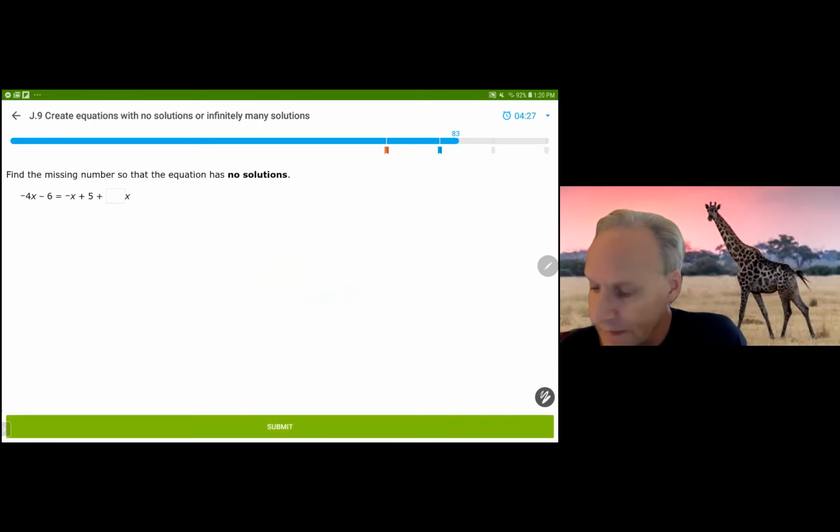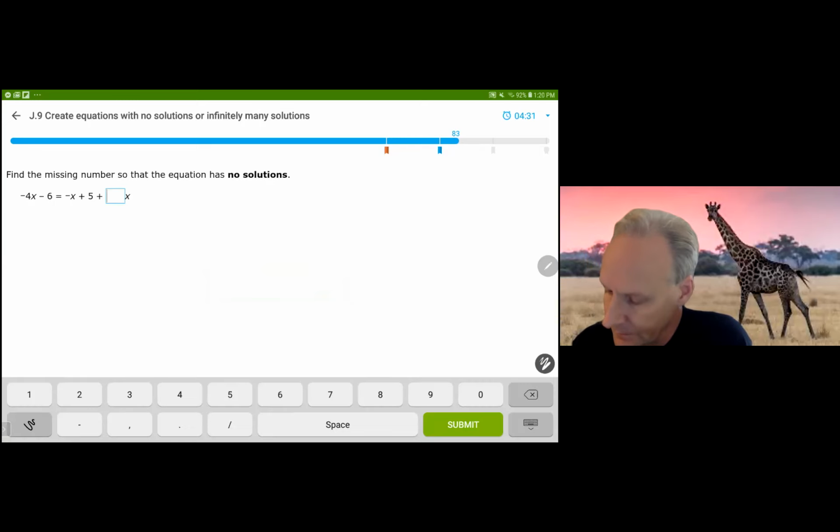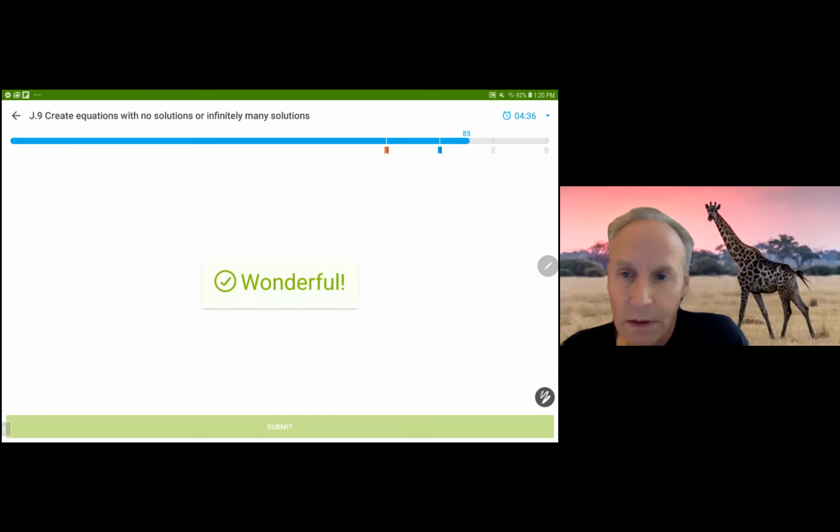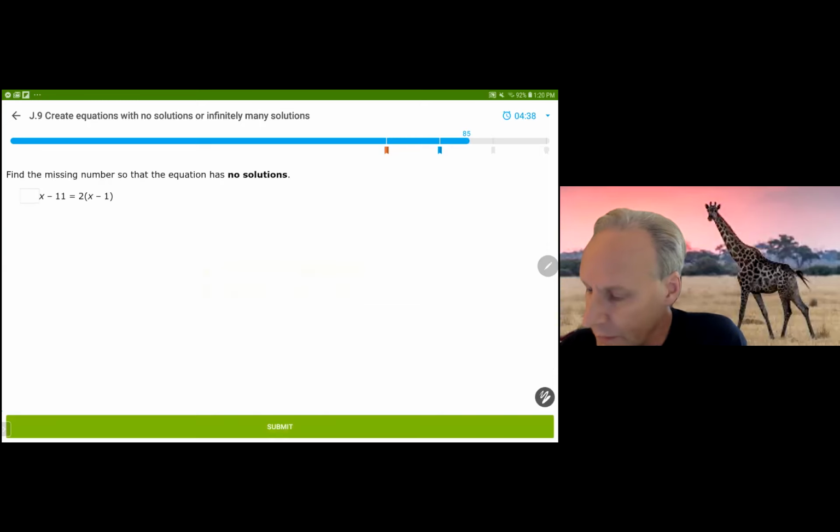And this one, we want it to have no solutions, so we need a -3x in there. We want it to have no solutions, so we need a positive 2x.